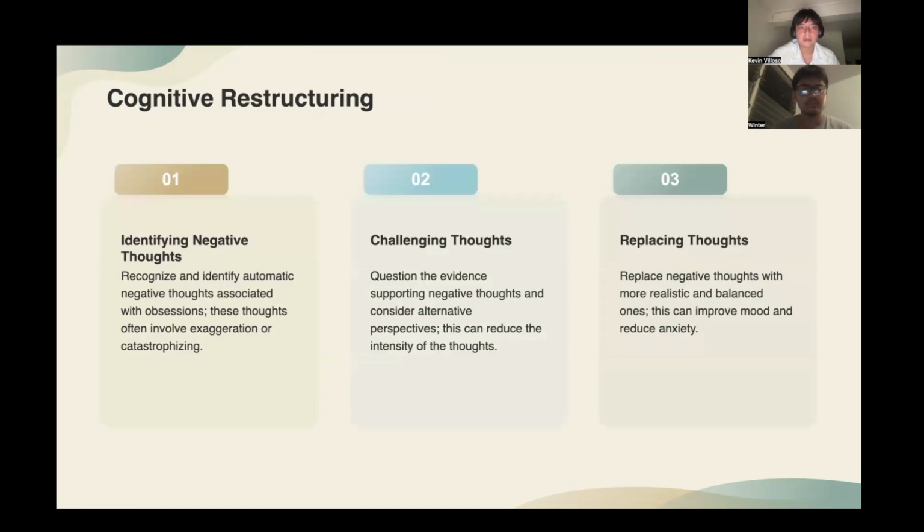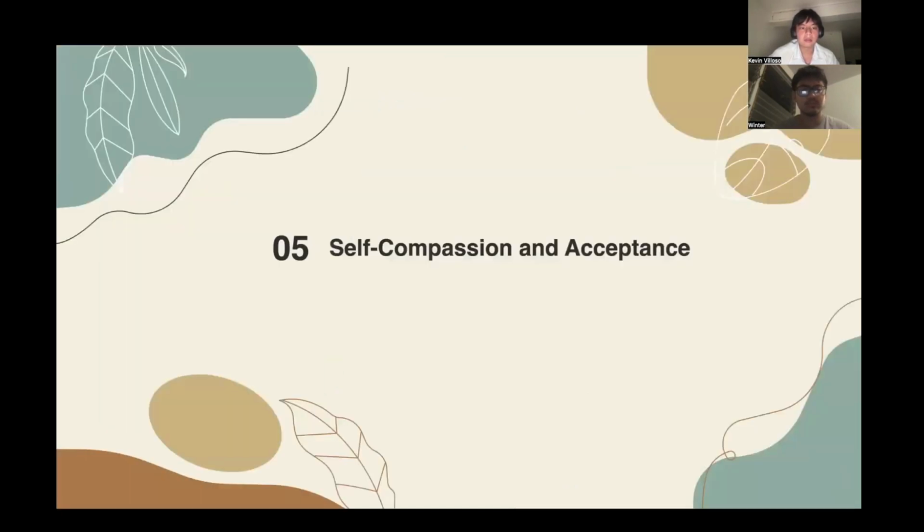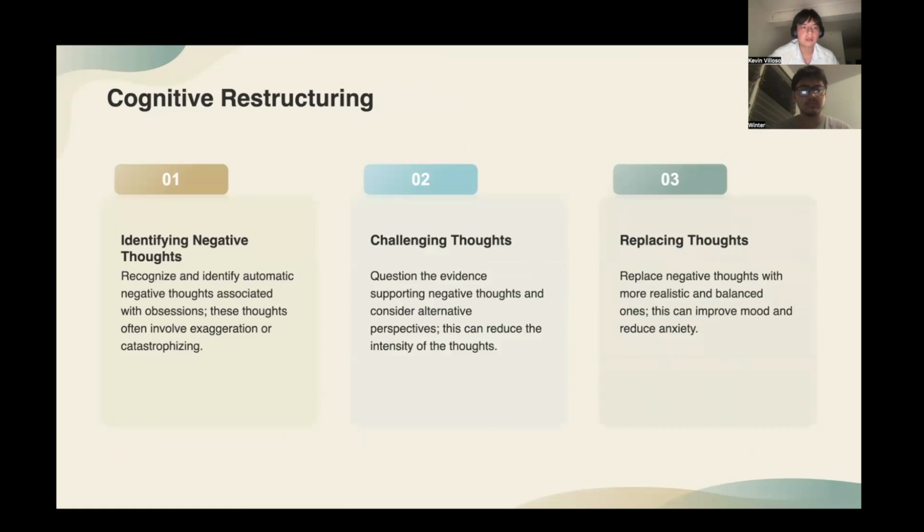There is cognitive restructuring. Sorry. Identifying negative thoughts: recognize and identify automatic negative thoughts associated with obsessions. And there is challenging these thoughts. Question the evidence supporting negative thoughts and consider alternative perspectives. Then there's replacing these thoughts. Replace negative thoughts with more realistic and balanced ones.